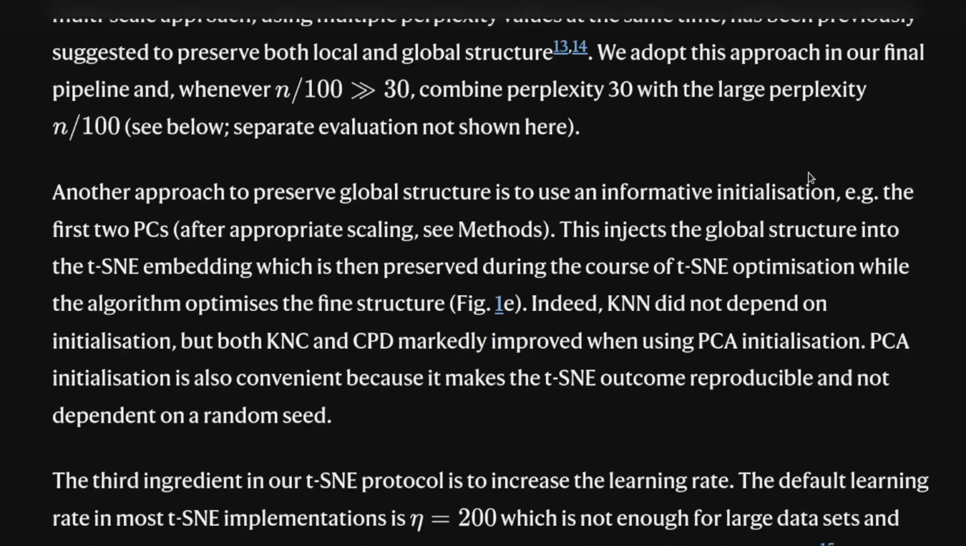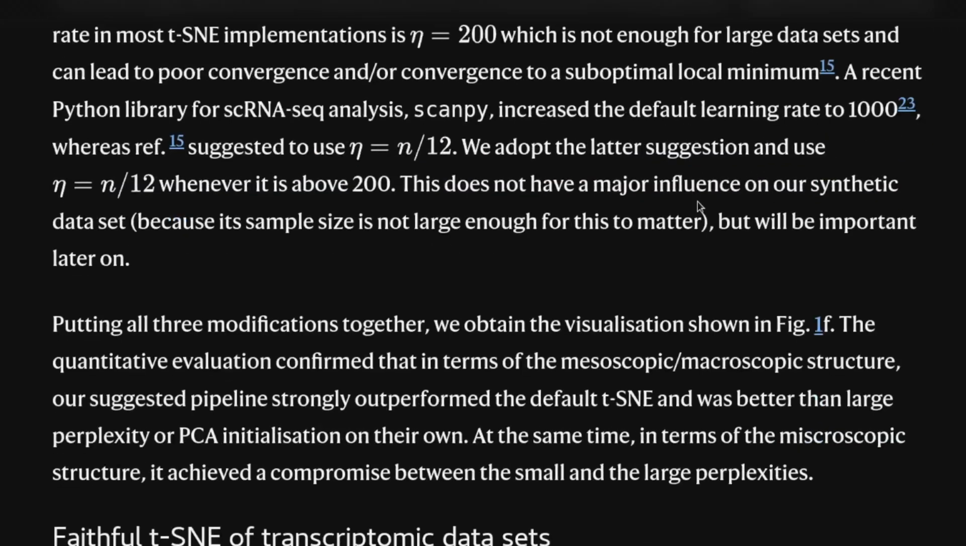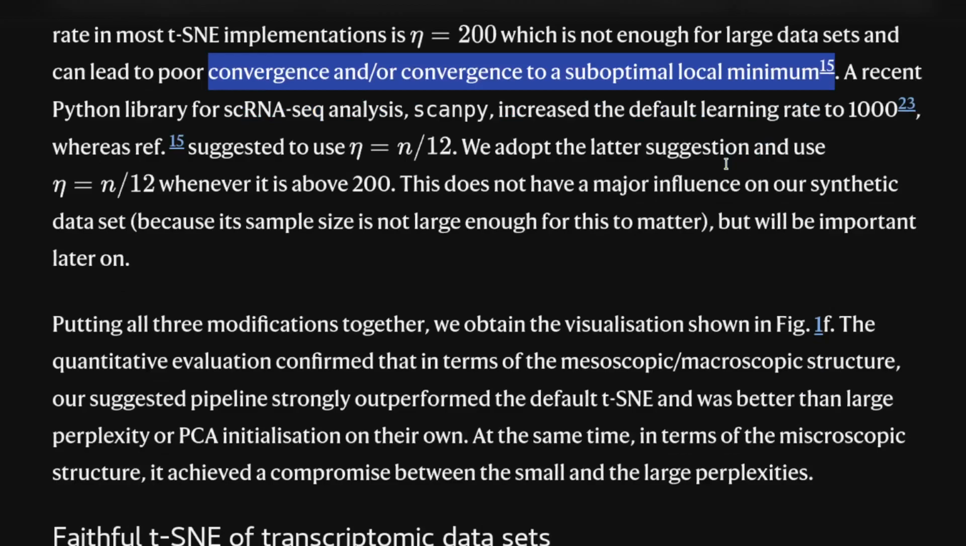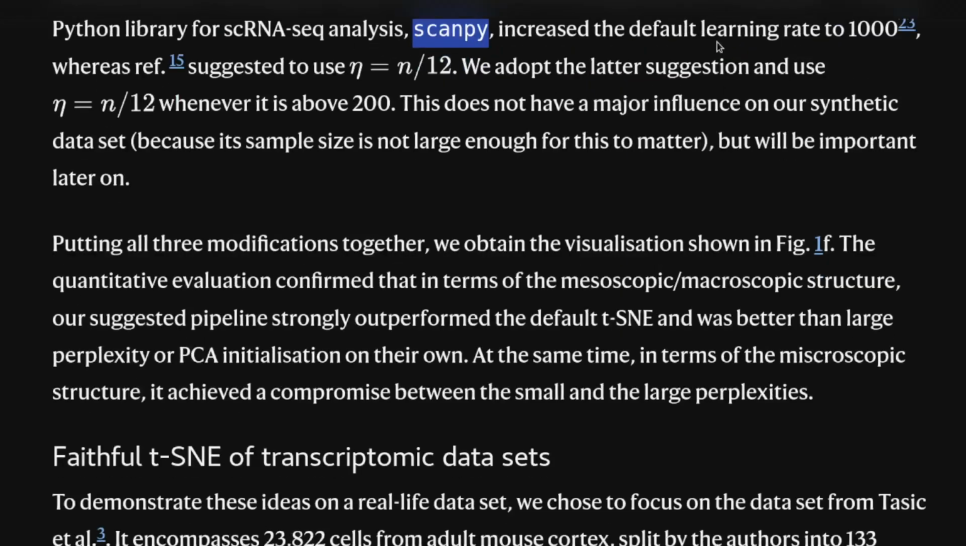The third ingredient in our t-SNE protocol is to increase the learning rate. The default learning rate in most t-SNE implementations is 200, which is not enough for large datasets and can lead to poor convergence and/or convergence to a suboptimal local minimum 15. A recent Python library for RNA-seq analysis, Scanpy, increased the default learning rate to 1,000, whereas Ref 15 suggested to use n/12. We adopt the latter suggestion and use it whenever it is above 200.